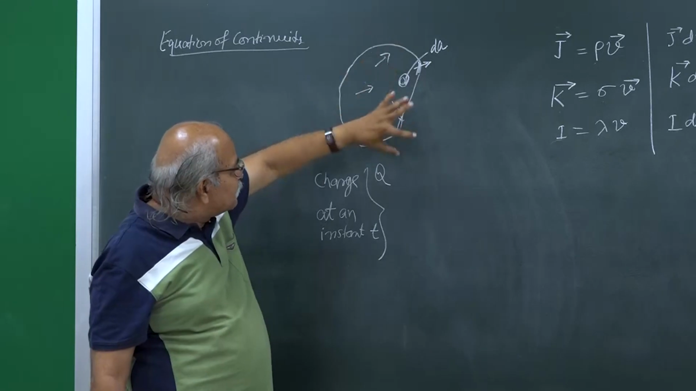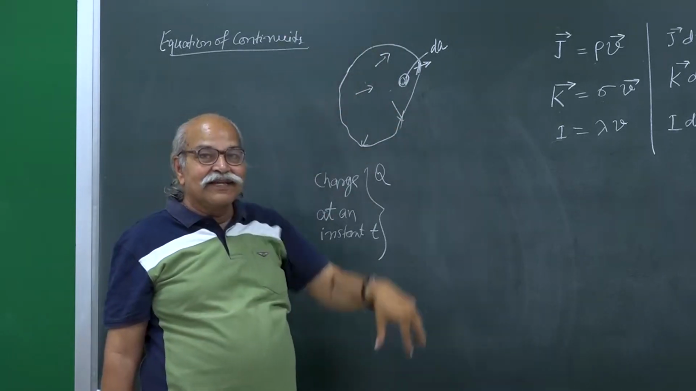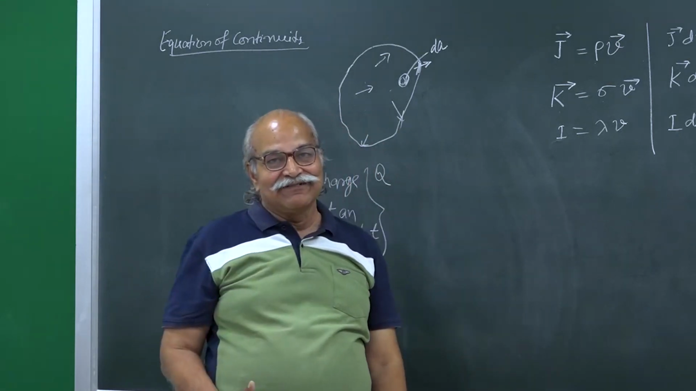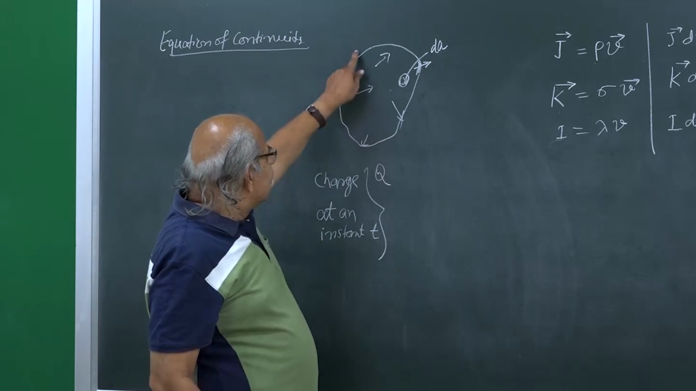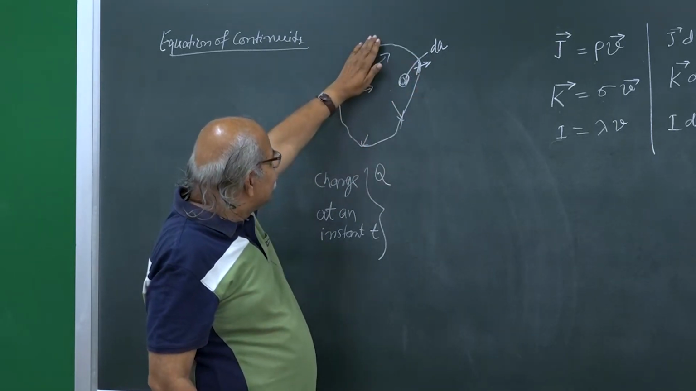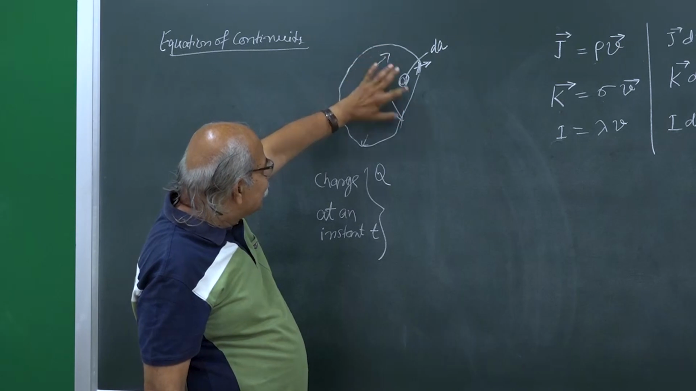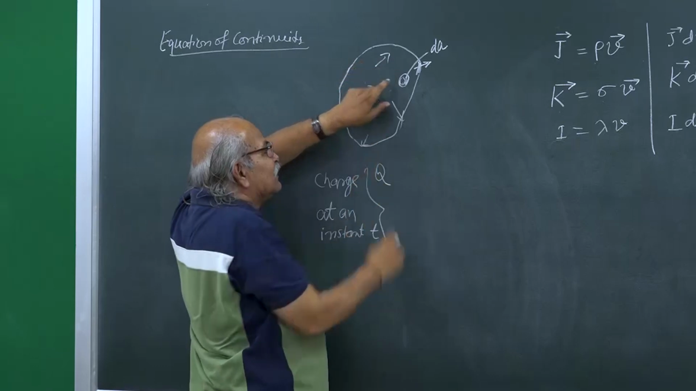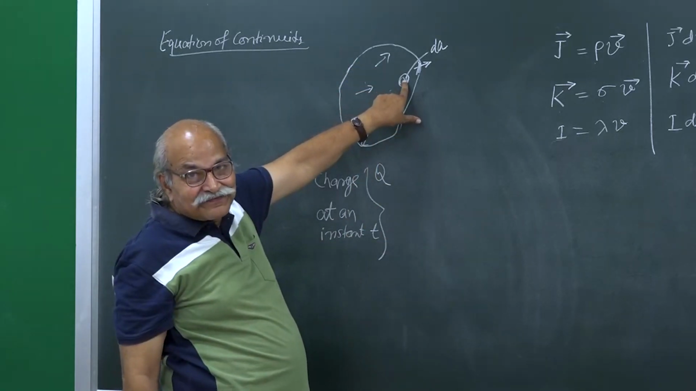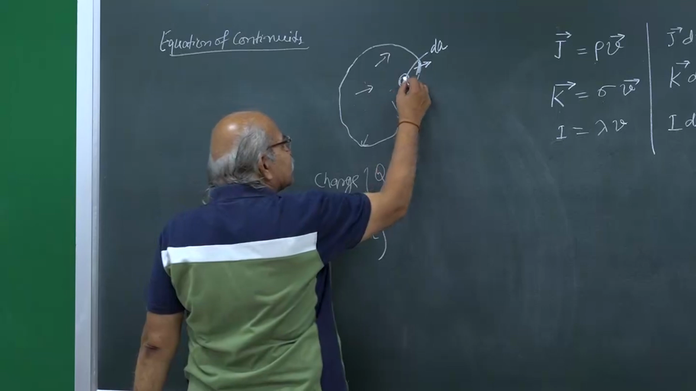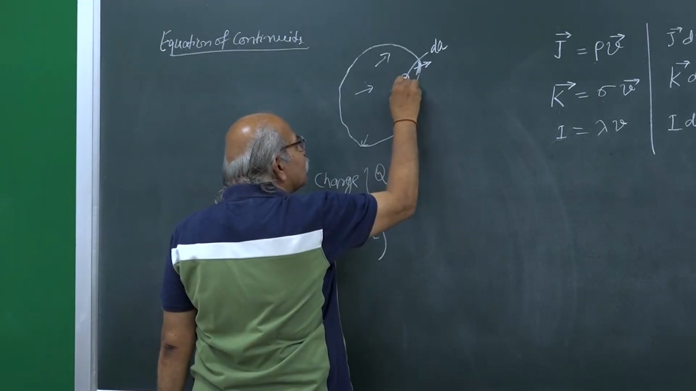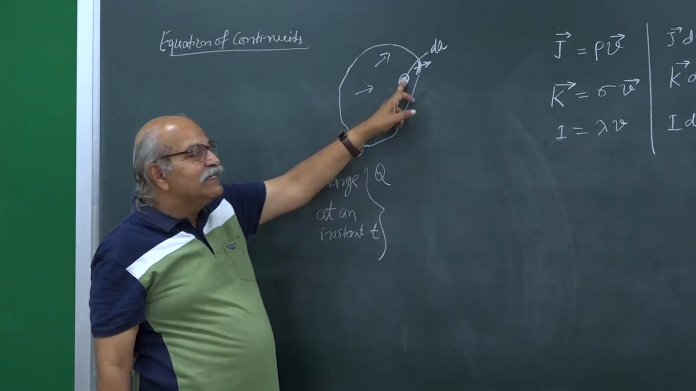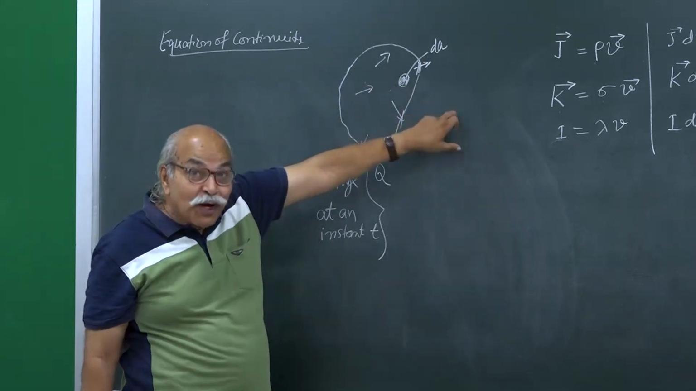So, you have a surface, and on that surface you are taking some kind of small area dA. The surface is not only this line, the surface is everywhere. Suppose this is the kind of volume, then this whole thing is surface, and this dA can be here, can be here, can be here, can be here. That is why I am showing it here. So, how much is the current going through this dA? How much is the charge crossing this dA from inside to outside?